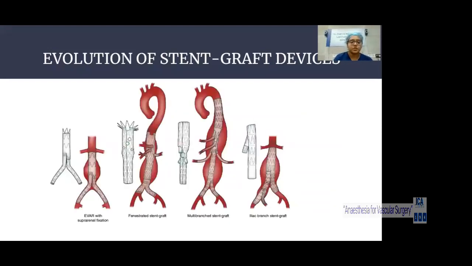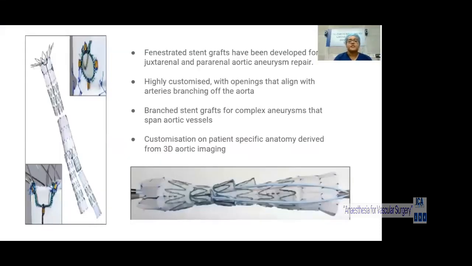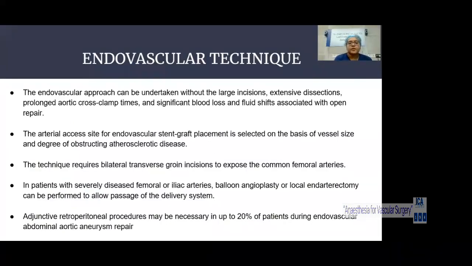These are some examples of the stent grafts available for endovascular repair. Fenestrated stent grafts are currently available for juxtarenal and pararenal aortic aneurysms, highly customized with openings that align with the arteries that branch off the aorta. Branch stent grafts are available for complex aneurysms. Customization on patient-specific anatomy is possible now with 3D aortic imaging. The endovascular approach can be undertaken without large incisions, extensive dissections, and prolonged aortic cross clamps. It also prevents significant blood loss and fluid shifts associated with open repair.